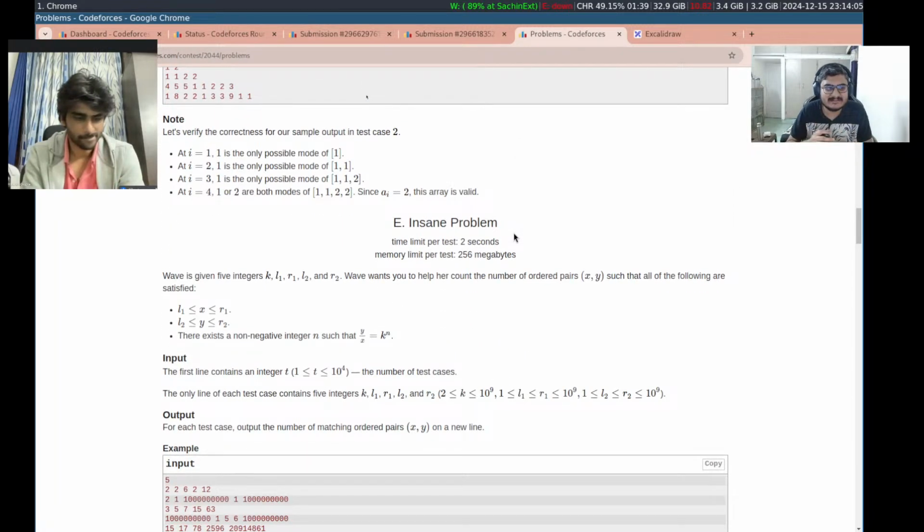Problem E says insane problem. Wave is given integers k, L1, R1, L2, R2. Wave wants you to help her count the number of ordered pairs x and y such that the following are satisfied: x is between L1 and R1, y is between L2 and R2, and there exists a non-negative integer n such that y by x is equal to k to the power n.